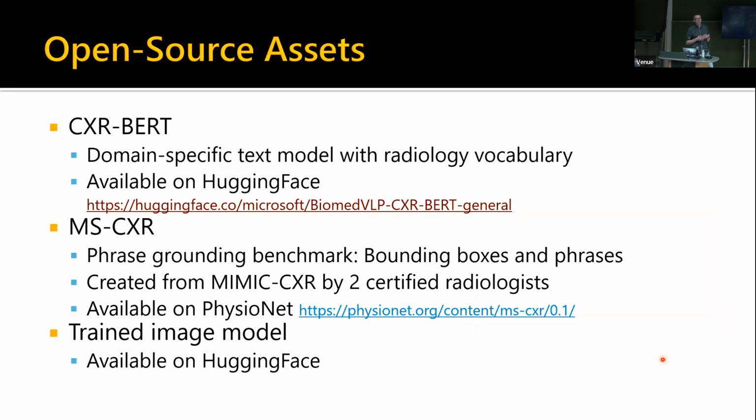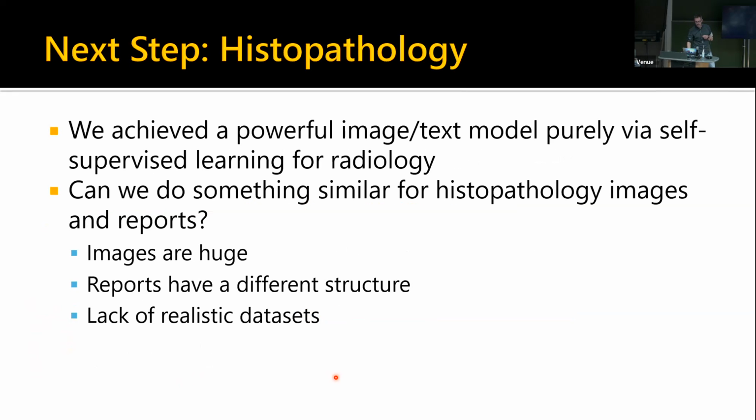Linking back to the topic of open source assets, the trained language model with the radiology vocabulary is available on Hugging Face, ready for reuse. And if you're working in this area, you might also want to look at this MS-CXR dataset for phrase grounding, where radiologists have drawn bounding boxes on the images to highlight specific pathologies on a total of, I think, 1,100 images. The full trained image embedding model is also available on Hugging Face.